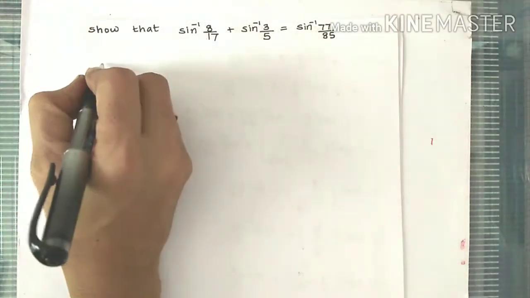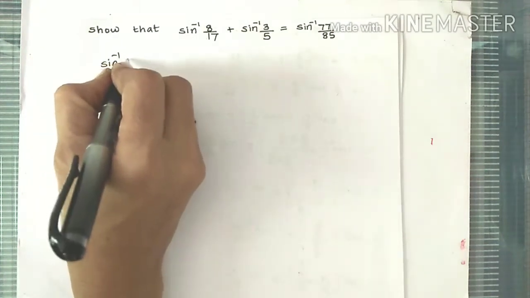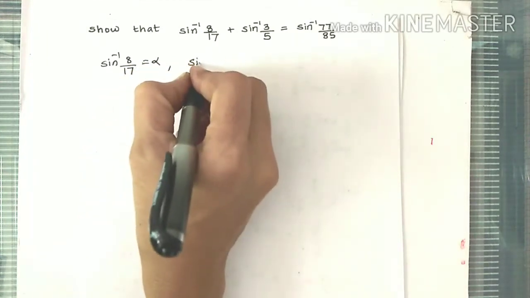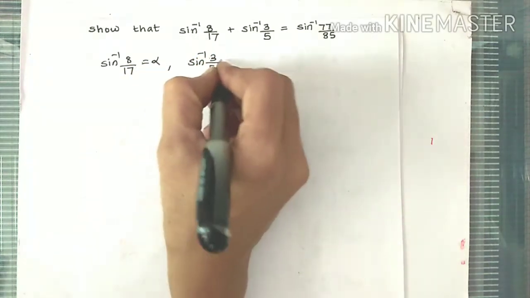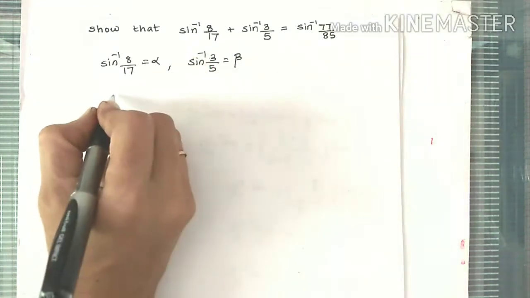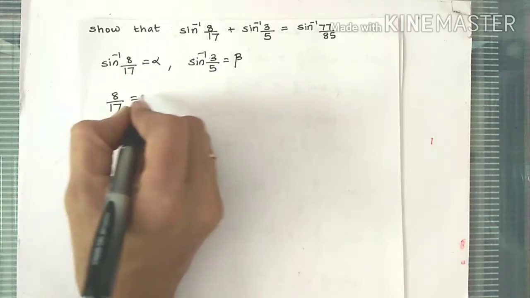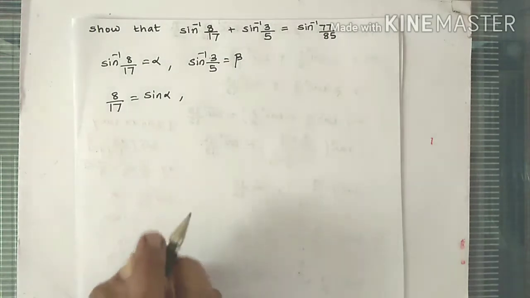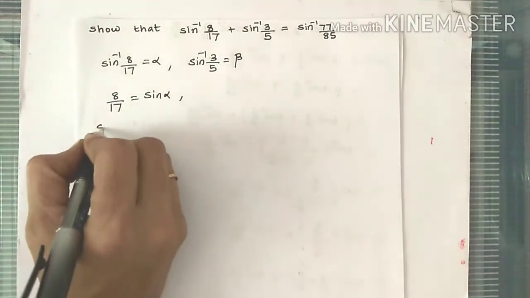Next question is: show that sin inverse of 8 by 17 plus sin inverse of 3 by 5 equals sin inverse of 77 upon 85. So let's solve this question. First, let's take sin inverse of 8 by 17 as alpha, and sin inverse of 3 by 5, let it be beta. So we get 8 upon 17 equal to sin alpha. First let's complete it for alpha and then we will see for beta. So now sin alpha is 8 upon 17.